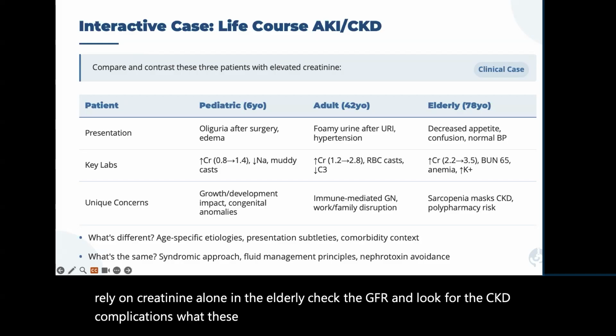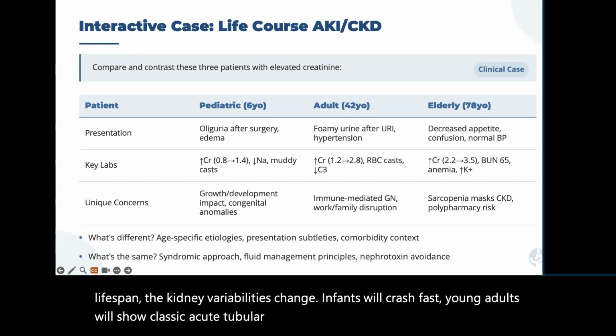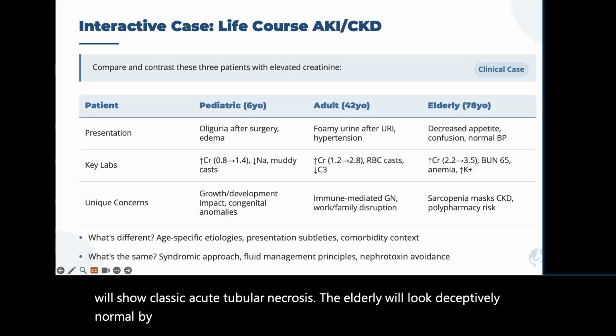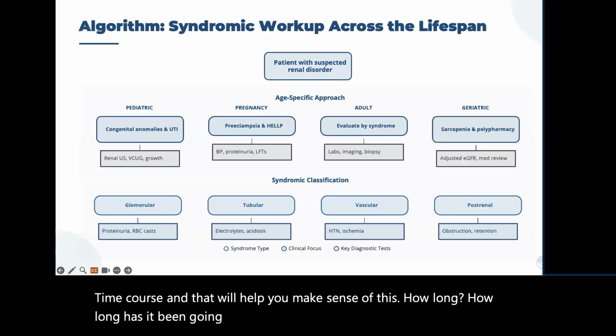What these 3 cases should tell you is that across the lifespan, the kidney variabilities change. Infants will crash fast. Young adults will show classic acute tubular necrosis. The elderly will look deceptively normal by creatinine. So what you're looking for is syndrome, time course, and that will help you make sense of this. How long has it been going on, and what helped it develop?